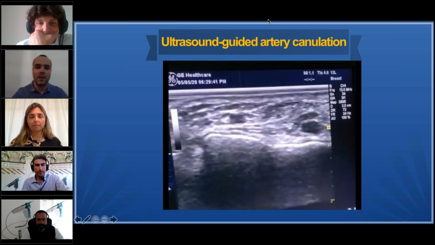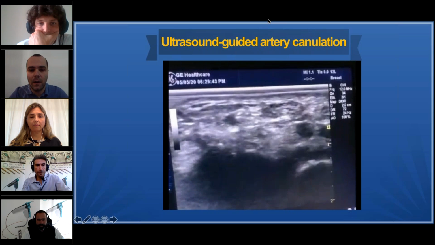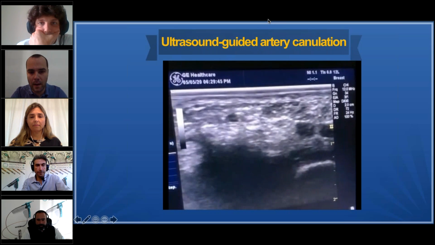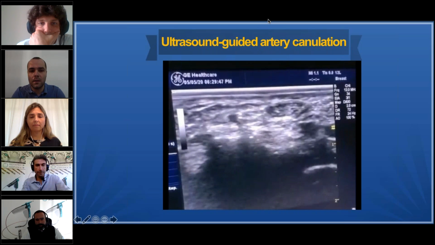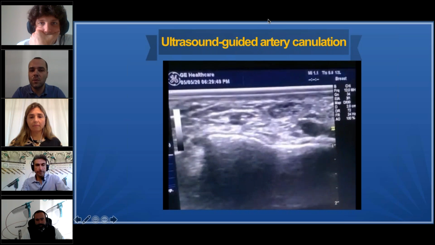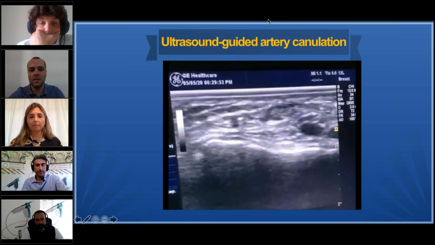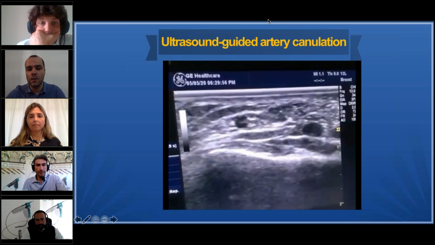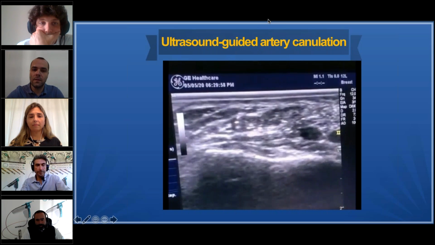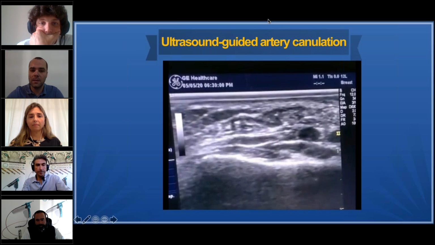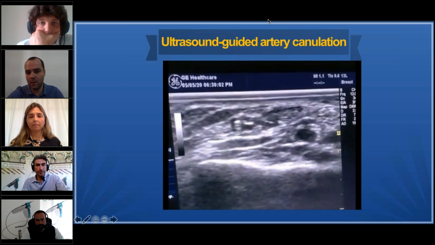This image is the ultrasound-guided artery cannulation. I don't know if you realize, but this artery is less than 2 millimeters. The depth is 2 centimeters in this image. So I prefer puncture with the transversal way, because it's better to see the tip of the needle.